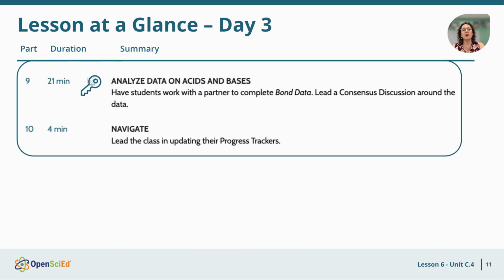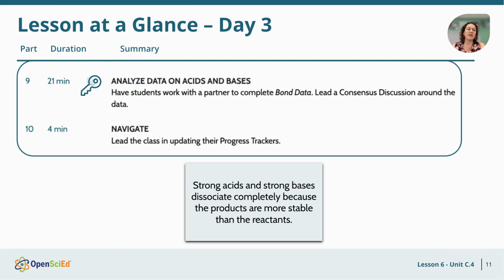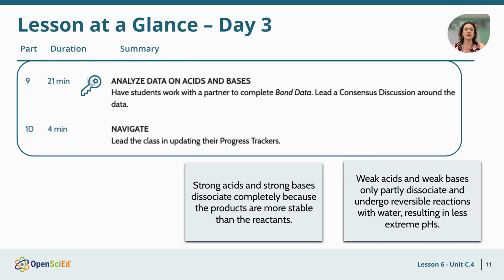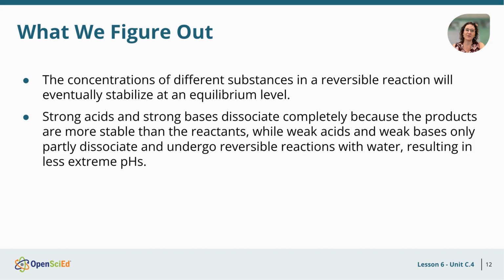Finally, in the fourth loop, we'll analyze the bond data on acids and bases. We figure out that strong acids and strong bases dissociate completely because the products are more stable than the reactants. We also figure out weak acids and weak bases only partially dissociate and undergo reversible reactions with water, resulting in less extreme pHs. Since we figured out some of the reactions are reversible, like the one that is causing acidification of ocean water, we start considering how we might apply these ideas to help out those oysters.